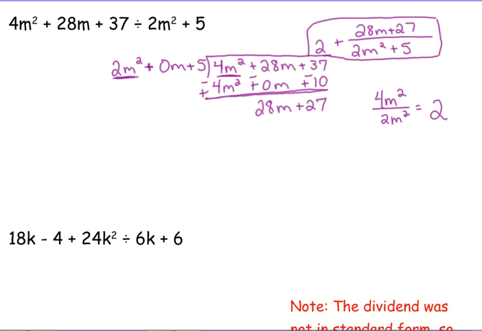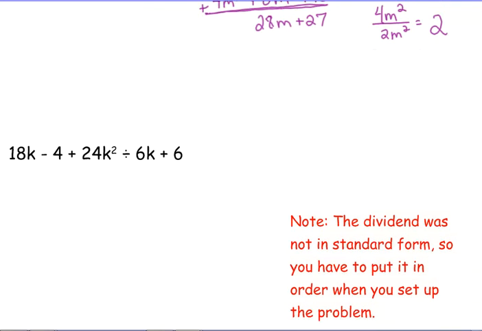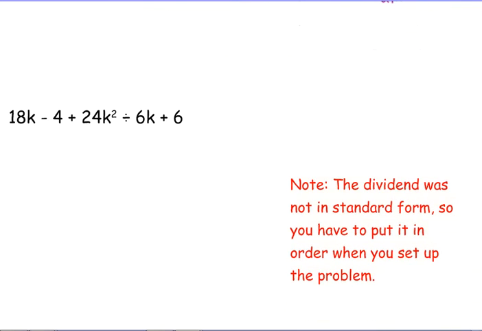Okay, let's do one more. We have 18k minus 4 plus 24k squared divided by 6k plus 6. So we have 6k plus 6 right here. Our dividend is not in standard form. Okay, that k squared needs to come first. 24k squared plus 18k minus 4.